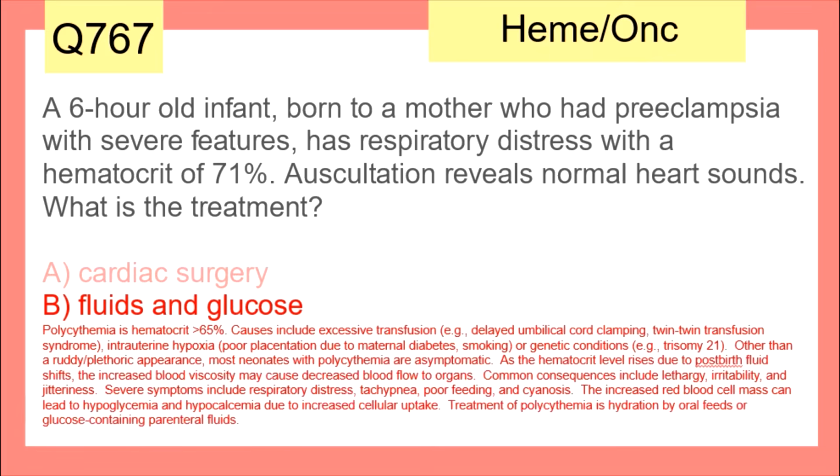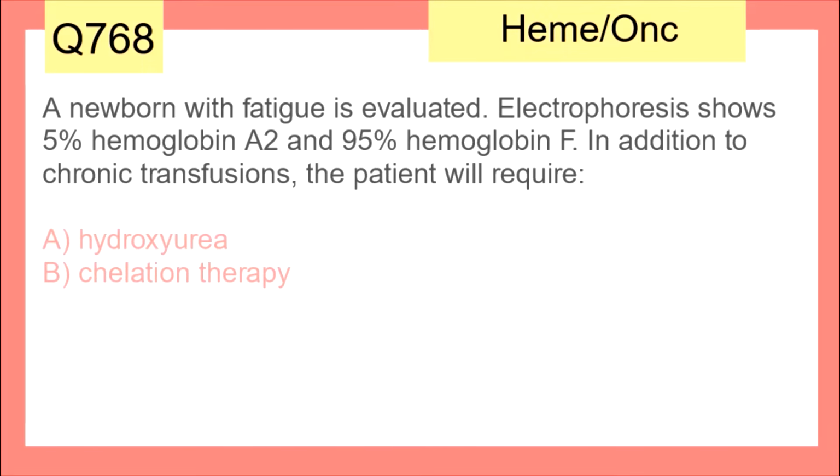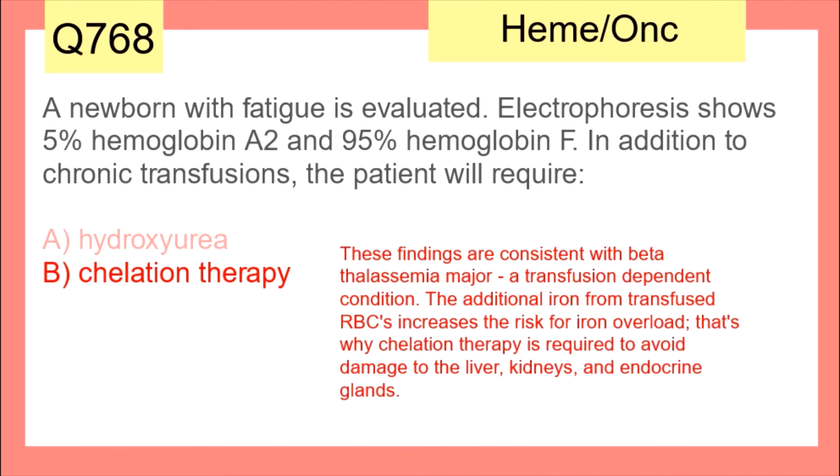All right. 768, a newborn with fatigue is evaluated. Electrophoresis shows 5% hemoglobin A2 and 90% hemoglobin F. In addition to chronic transfusions, the patient will require chelation therapy because of the chronic transfusions in order to get rid of the extra iron.